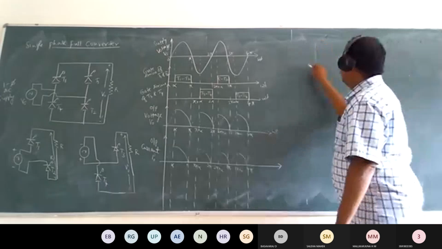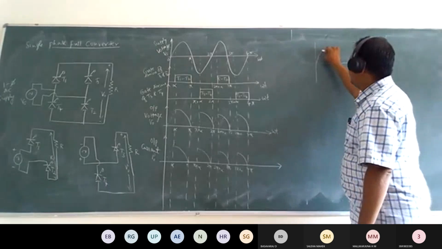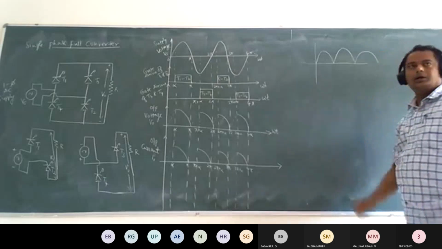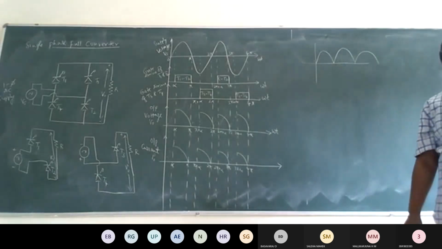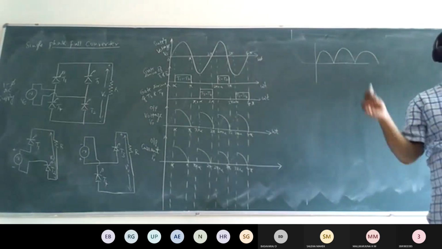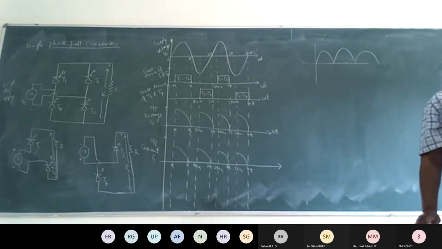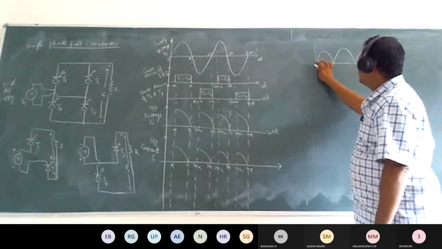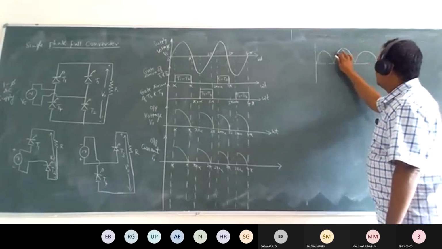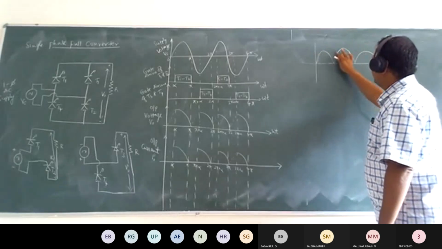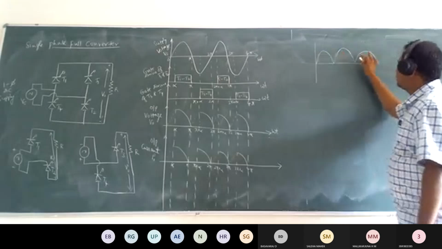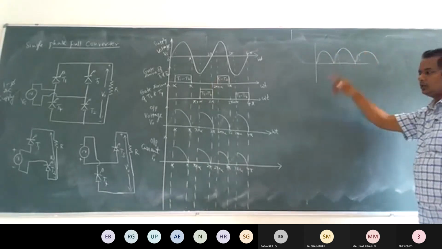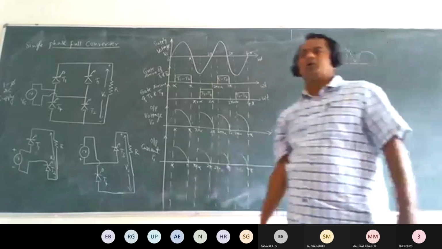Actually, if you are connecting a diode, then the full wave rectifier output will be like this, right? But here we are connecting the switch in the form of an SCR. We can control the voltage. Up to this point we are controlling the voltage, and the waveform looks like that. Up to this point, the waveform looks like this. Same waveform here.